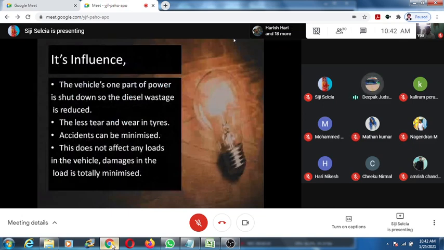So its influence: one part of the vehicle's power is shut down. When a vehicle is riding at a speed of 50 to 65 kilometers, it suddenly reduces to 30 to 35, and the necessary air intake for that engine is transferred to the vacuum reservoir, which is forcefully compressed and sent into the vacuum reservoir. Once the sufficient pressure is reached, the brakes automatically apply, and this reduces the tire wear of the vehicles. And the load can be safely brought back to rest.